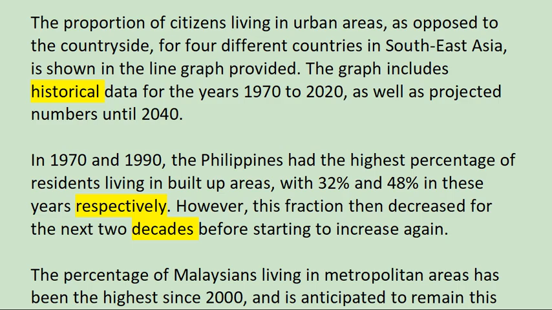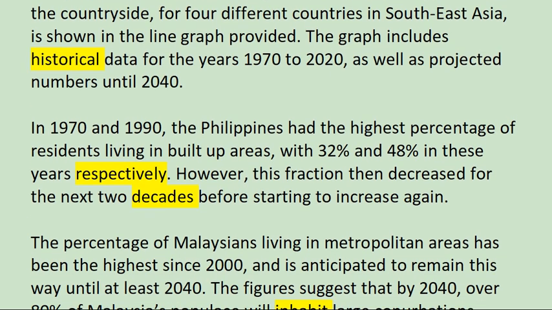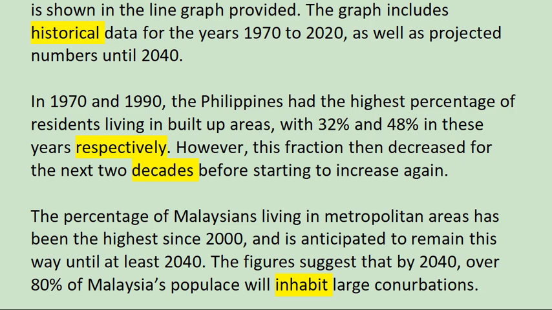And I've highlighted a few words here that I wanted to mention. So we've got historical data describing things from the past. Use of the word respectively there. So when I've used two dates, 1970 and 1990, then I've used two percentages, 32 and 48, and then the word respectively. That shows that the first percentage goes with the first date, and the second percentage goes with the second date. So I'm clearly saying that 1970 had 32% and 1990 had 48% of people living in cities.